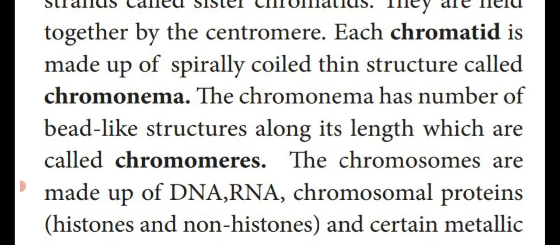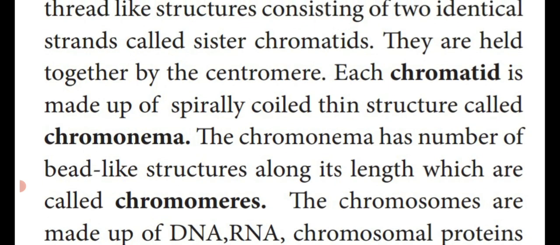So each chromosome is made up of a pair of strands known as sister chromatids. These chromatids are connected by a region known as centromere. Chromatids are made up of a spirally coiled thin structure called chromonema. This chromonema has a number of bead-like structures known as chromomeres.